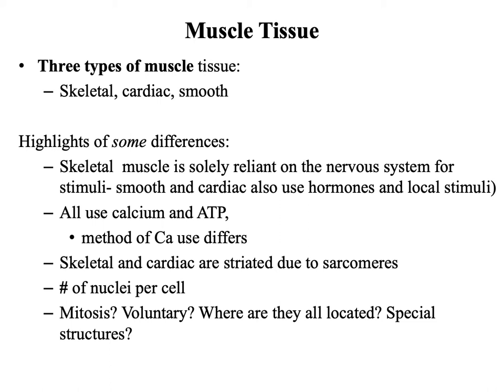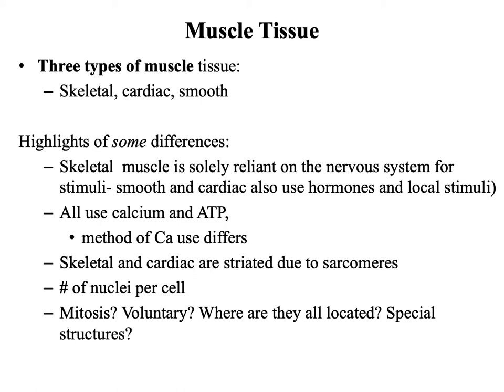They all use calcium and they all need ATP. The way that the calcium gets into the cell varies between skeletal muscle and smooth muscle. And for this class, we're really going to highlight skeletal muscle and calcium. You'll learn about the other two in more detail, especially the heart in AMP2. Smooth muscle we kind of highlight at the very end, but we really don't do much with smooth muscle.